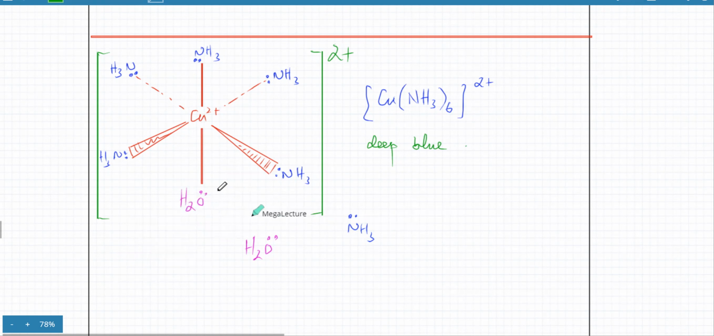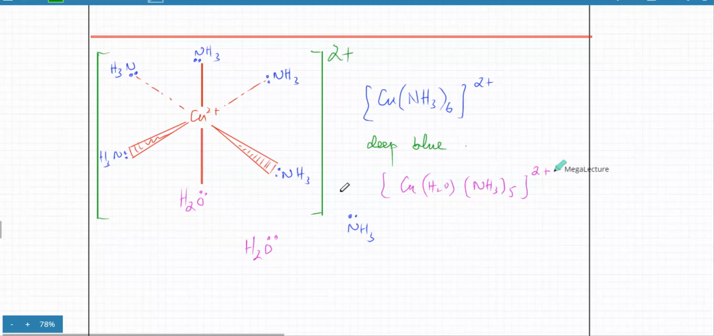So it's not always the case that all the ligands are exactly the same. Most of the time, remember that water is going to play a role, because the medium that's used is water. Now, if this happens, and there's one water molecule over here, the way you're going to write this complex ion is Cu with one water molecule and 5 NH3 molecules. Now, in total, you still have 6 ligands attached.